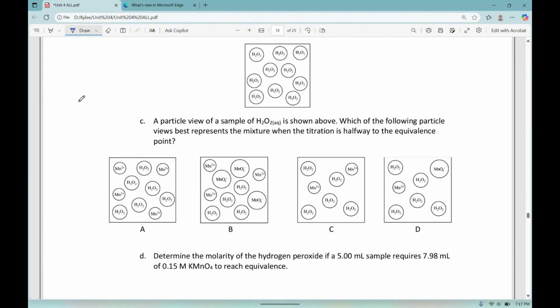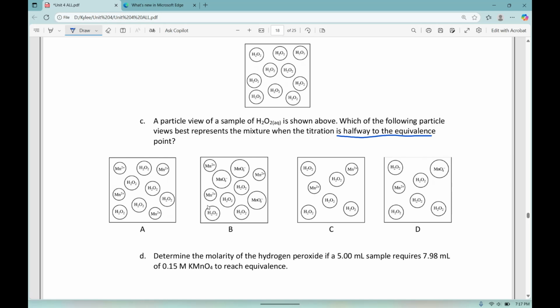On part C, we have a particle diagram of hydrogen peroxide shown above, and they want to know which of the following options best represents the titration mixture when we are halfway to the equivalence point. So when we are halfway to the equivalence point, that means that I'm going to have some of my hydrogen peroxide, but I'm also going to see the appearance of Mn, because that's one of my products that shows up to turn it pink.